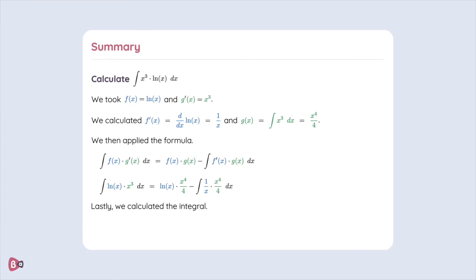Lastly, we simplified all of this and calculated the integral, which gave us x to the power of 4 divided by 4 times ln of x minus x to the power of 4 divided by 16. And there you have it. We just calculated the integral using integration by parts.